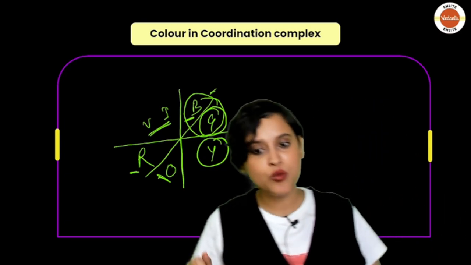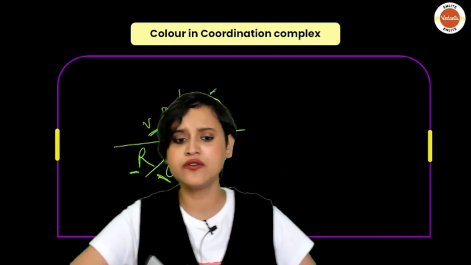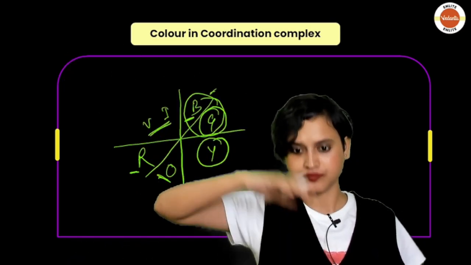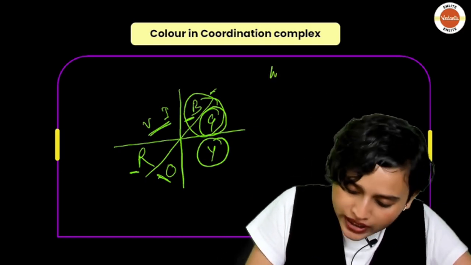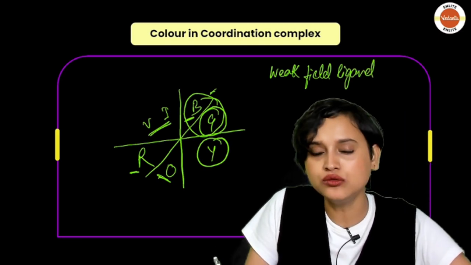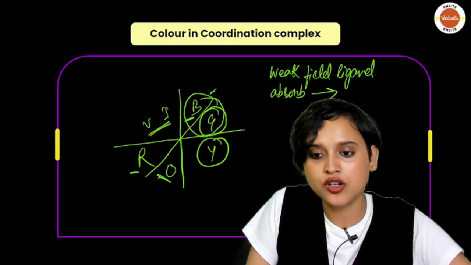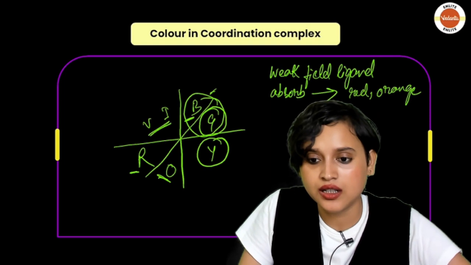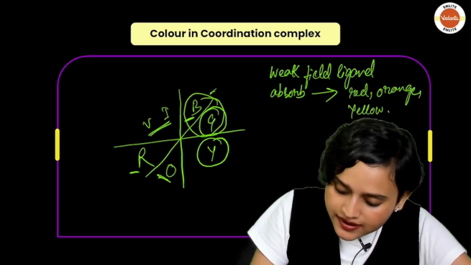Understanding, everybody? And you know what we have seen? We have seen that the ligands which are weak in nature, that is I minus, Br minus, Cl minus, the weak field ligands, usually absorb long wavelengths. They absorb lower energy photons, low frequency and long wavelengths. So, weak field ligands, I'm writing it down, what do they absorb? They absorb long wavelengths, and the long wavelengths are red, orange, yellow.